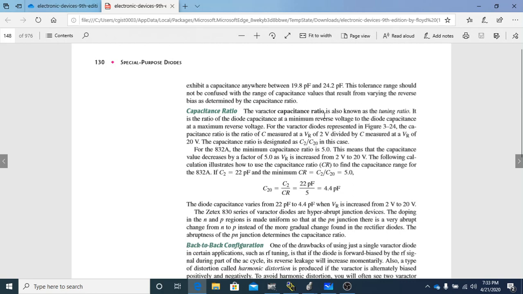The Varactor capacitance ratio is also known as the tuning ratio. It is the ratio of the diode capacitance at a minimum reverse voltage to the diode capacitance at a maximum reverse voltage. For the Varactor diodes represented in figure 3-24, which is the data sheet on the previous page, the capacitance ratio is the ratio of C measured at VR of 2 volts divided by C measured at VR of 20 volts. So what that means is the capacitance at 2 volts and the capacitance at 20 volts.